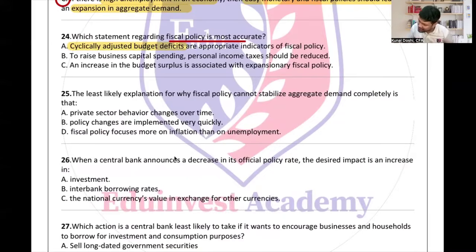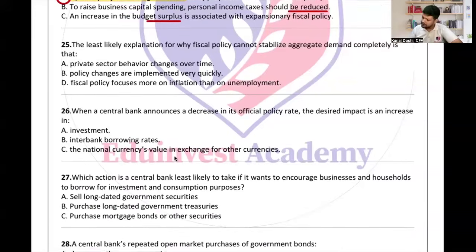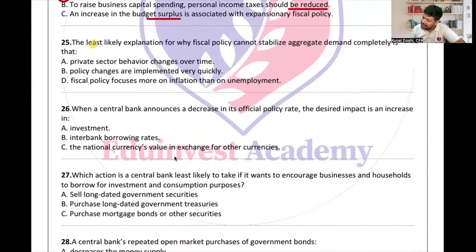So the correct answer is A. I'll just read B and C. Why? To raise business capital spending, personal income taxes should be reduced. No. Increase in budget surplus is associated with expansionary. No. Increase in deficit is associated with expansion. Clear?